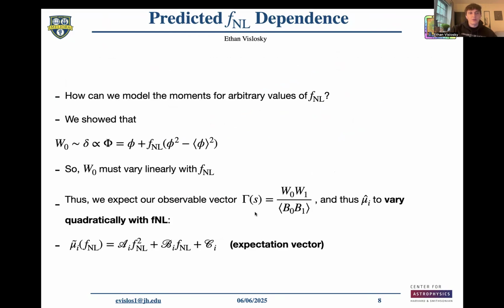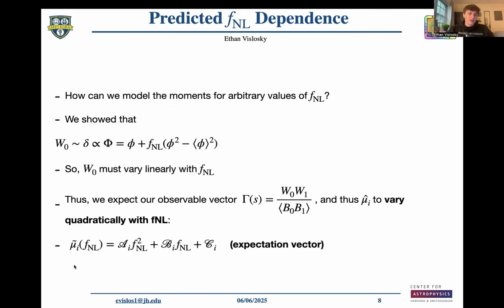So here we show how we model the FNL dependence of these moments. In an earlier slide, we showed how the density field delta is analogous to our W0 grid, which is proportional to the primordial potential. So we infer from this that W0 must vary linearly with FNL. And therefore, we expect our PNG estimator, gamma, to vary quadratically because it has a product of these two grids.